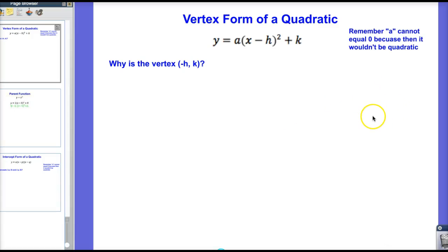So by now you have heard that if we have vertex form of a quadratic, the vertex is negative h, k. Some people will say it's h, k. I'll describe why I call it negative h, k later. Why does that work? That's a nice little rule we have there, negative h, k, nice and fancy, but why does that work in this form?